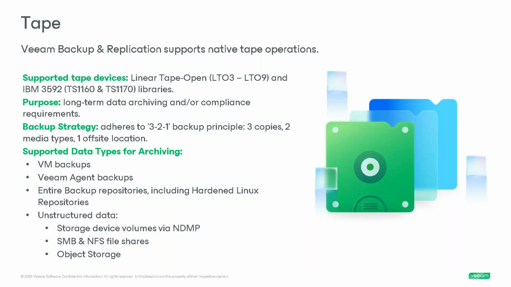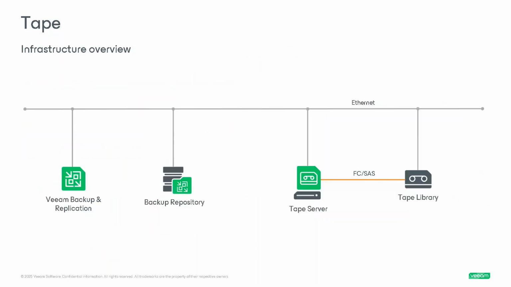Backup strategy, here's the 3-2-1 rule: 3 copies, 2 media types, 1 offsite location. Supported data types for archiving, so this is what Veeam can actually send to tape. Obviously VM backups, physical machine backups, really more than that, but for the context of this conversation, entire backup repositories, including hardened Linux repositories, and unstructured data, which would include storage devices via NDMP, SMB, NFS, object storage. That is licensed a little bit differently, but you can do it.